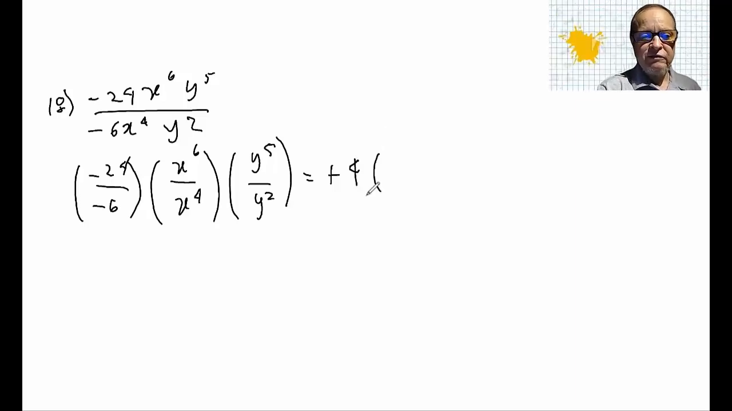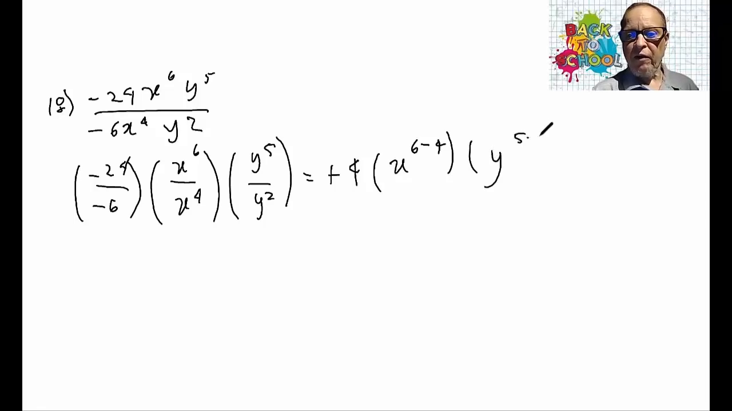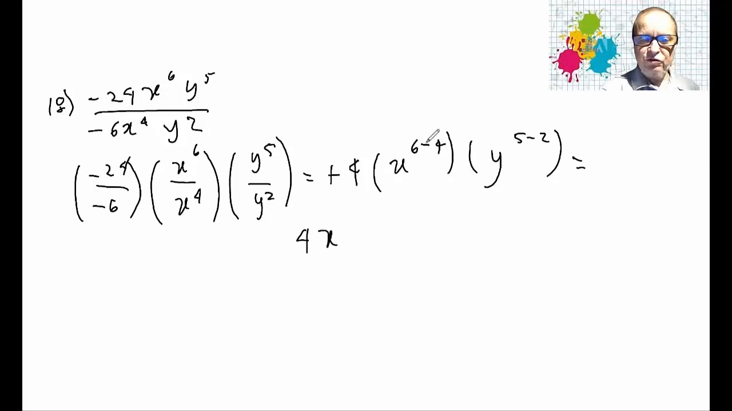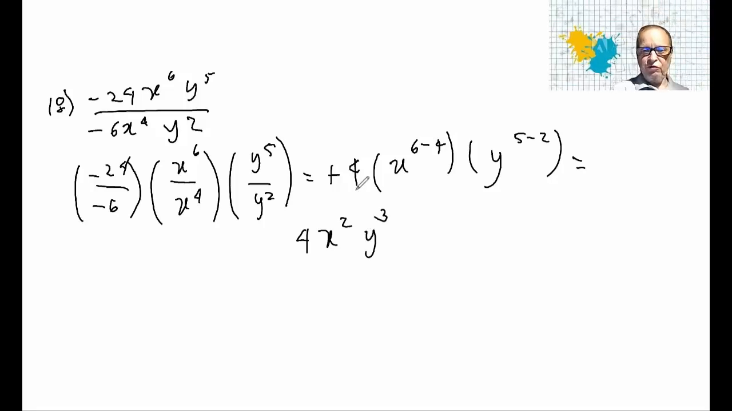Now we have the next part here. So we have the x's. So it's going to be, based on the quotient rule, 6 minus 4. And then we have y, 5 minus 2. And now we can finish it up. 4, x, 6 minus 4 is 2. And 5 minus 2 is 3, so that's going to be y to the 3rd. And that's our final answer.